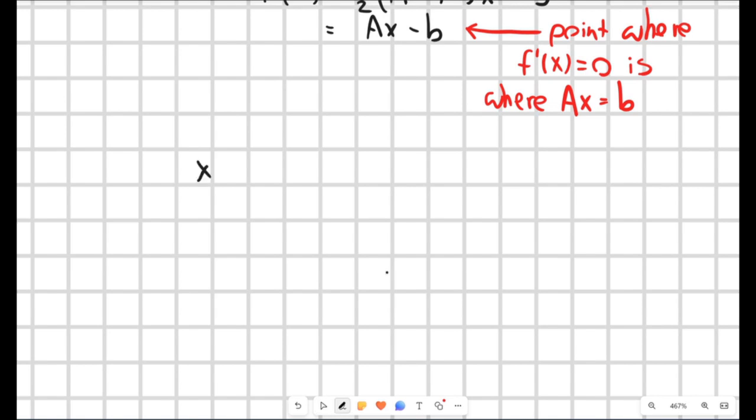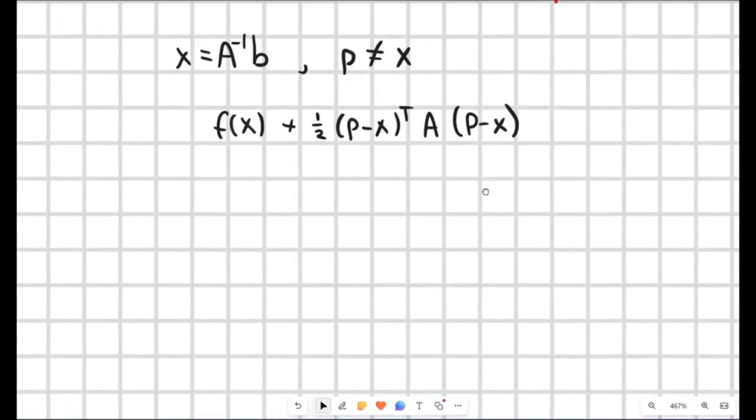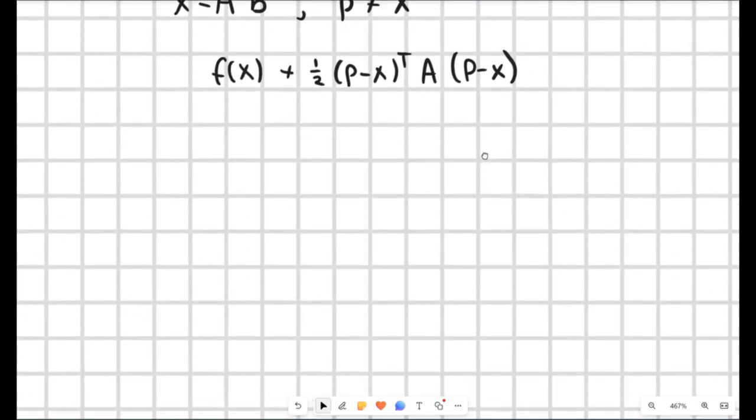So we know that x is equal to A to the minus 1 b, although we're trying to solve for x without finding the inverse of A. What we're going to do is choose some point p that is not equal to x, and we're going to expand this term here: f of x plus half p minus x transposed A p minus x. Essentially we're just going to expand this and see what happens.